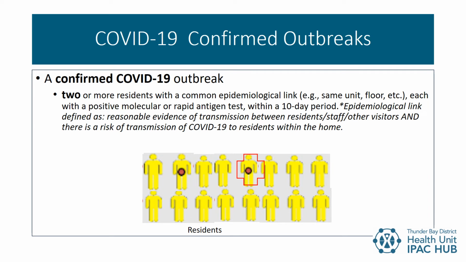It's important to note that the definitions above are for surveillance purposes only. Public health units have the discretion to declare a suspect or confirmed outbreak based on the results of their investigation, including when the above definitions are not completely met. All positive molecular tests or rapid antigen test results in residents, staff, or visitors associated with a suspect or confirmed outbreak in the home must be reported to the public health unit and outbreak management team.